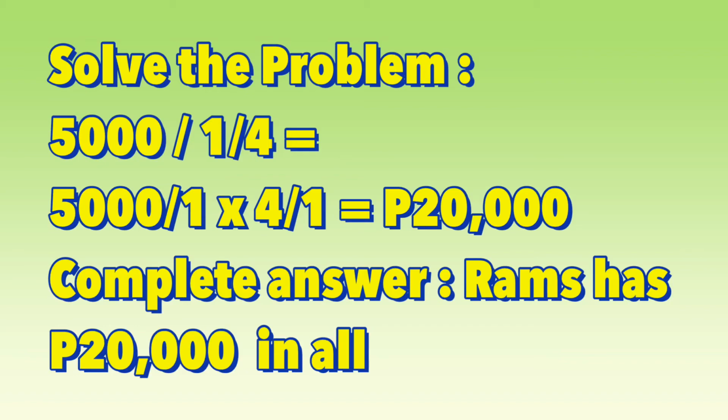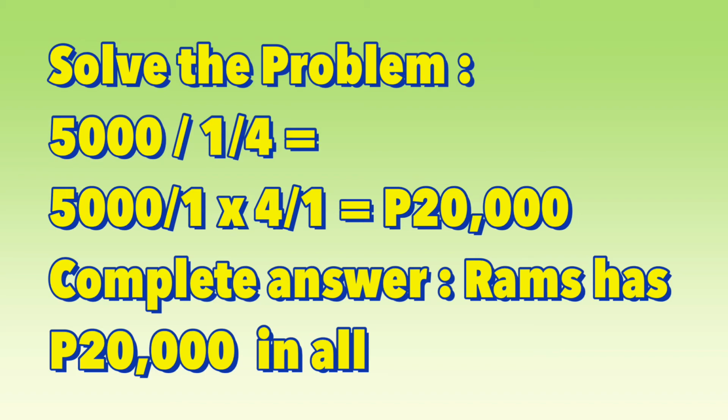Then the second fraction, since it's reciprocal, we're going to invert the 1/4, it becomes now 4 over 1. Then horizontal multiplication, 5,000 times 4 equals 20,000. Then 1 times 1 equals 1. Then 20,000 divided by 1 equals 20,000. So therefore, our complete answer is Ram has 20,000 in all.